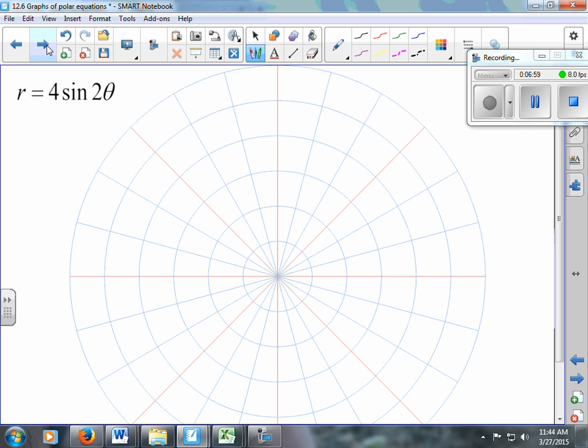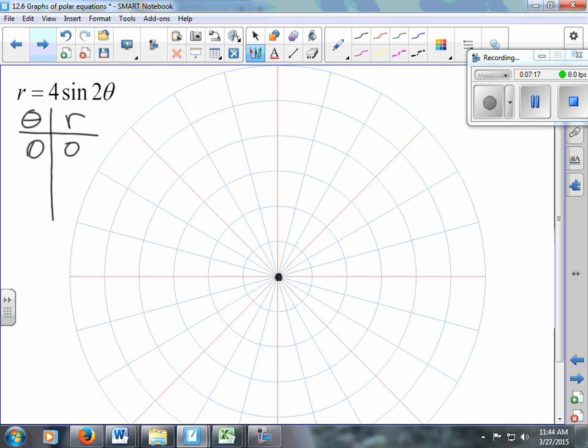Okay, let's do another one. This is r equals 4 sine of 2 theta. So we're going to do theta and r. Let's again start with theta equals 0. Now the sine of 0 is 0, and 4 times 0 is 0. So I'm right there on the origin.